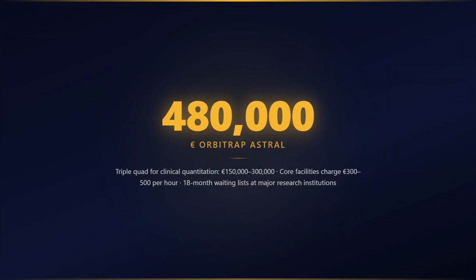An Orbitrap Astral runs between 700,000 and 900,000 euros. A triple quad for clinical quantitation runs 150,000 to 300,000. Academic core facilities charge 300 to 500 euros per hour of instrument time. 18-month waiting lists for Orbitrap access are not unusual at major research institutions.